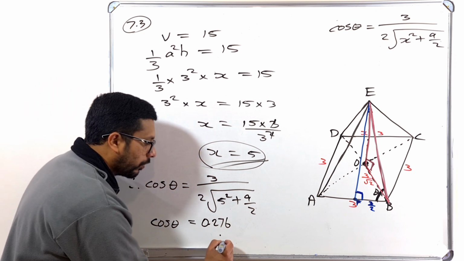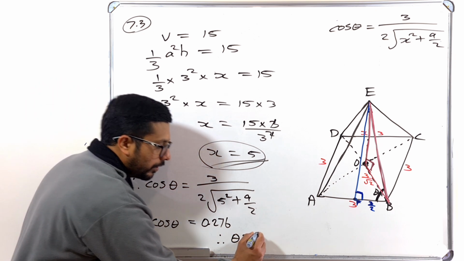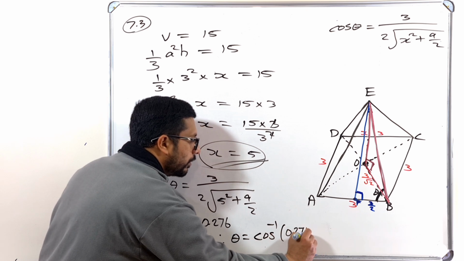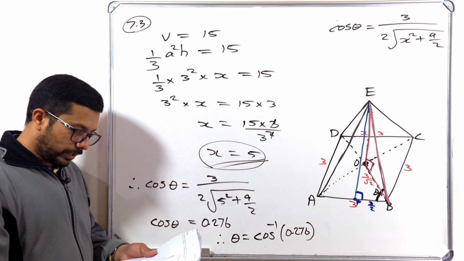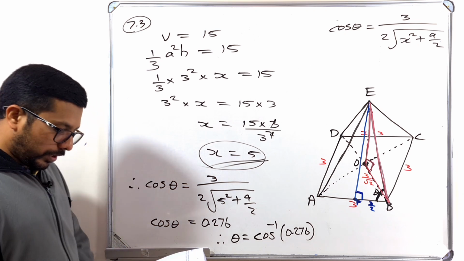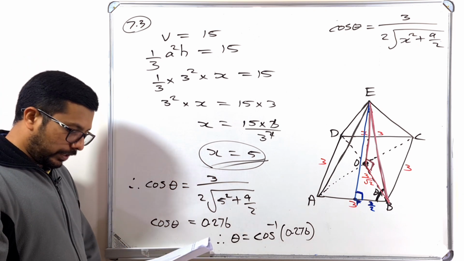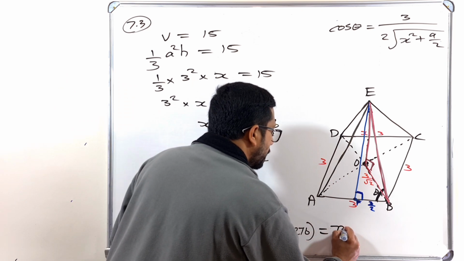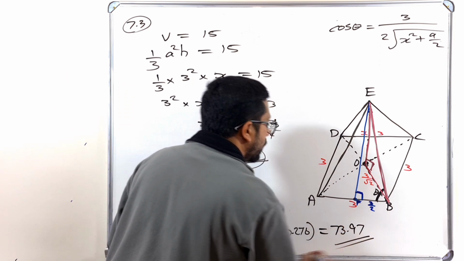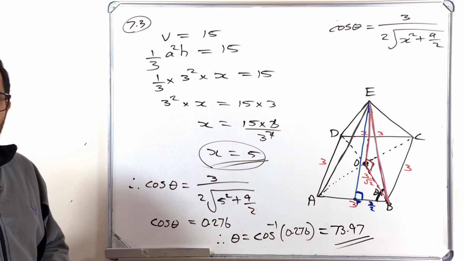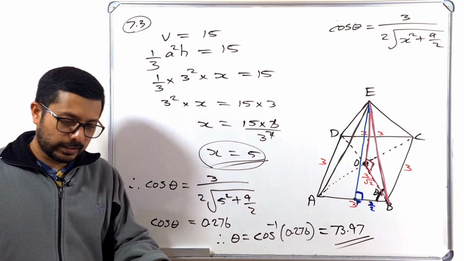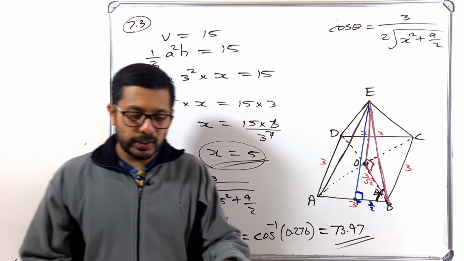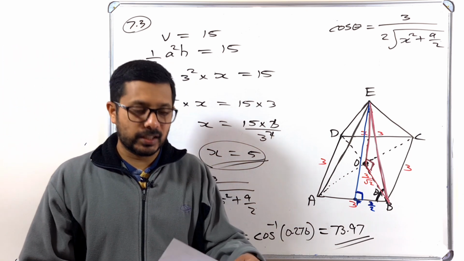So therefore what is theta? How can you find? Inverse. That means cos inverse of 0.276. So check in your calculator what is the answer. Cos inverse of 0.276, that is 73.97. So it means that the value of theta is 73.97.